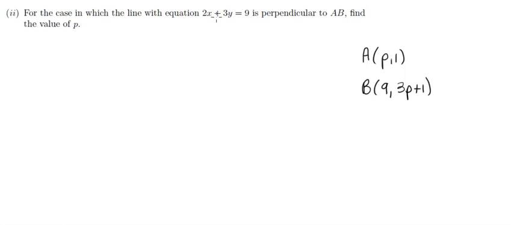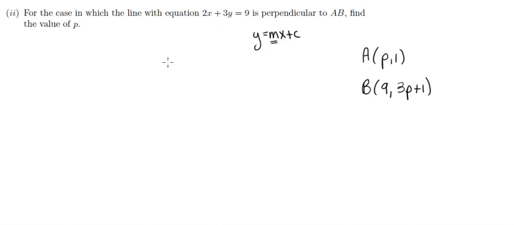So all we need to do is find out what the gradient of this straight line is. And then from that information we can find out the gradient of AB. And then we can form an equation in which we can solve for p. So working with this straight line over here, if we make y the subject and get the equation in the form y equals mx plus c, we can then find out what m is, which will be the value next to the x, because this is the gradient.